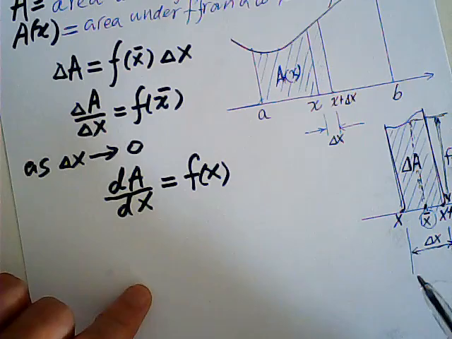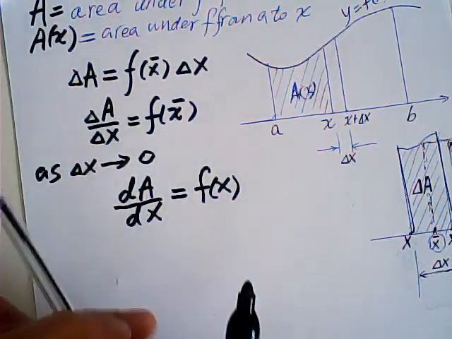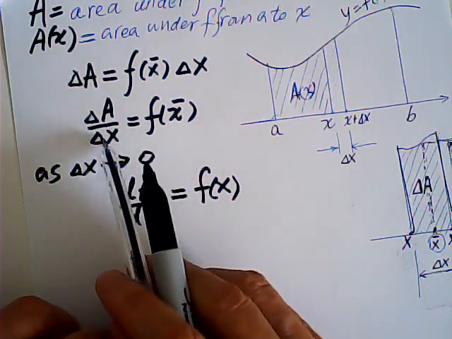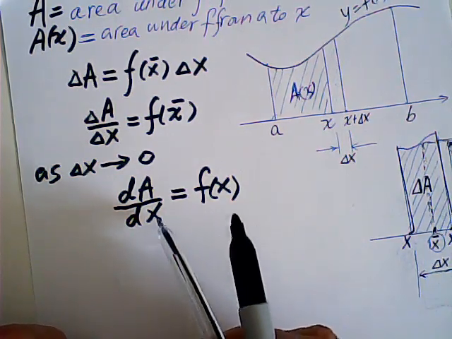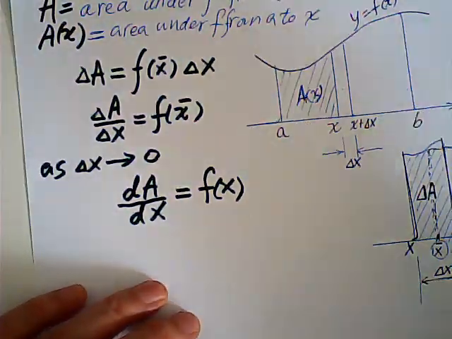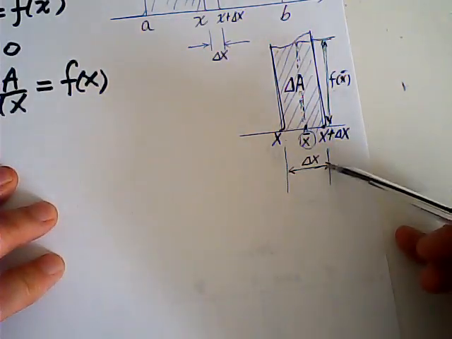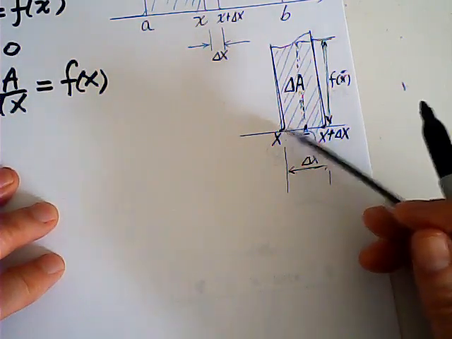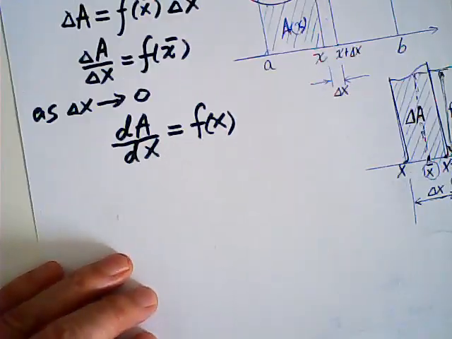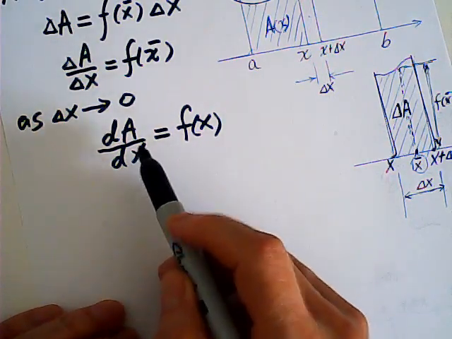I don't mind repeating again. As delta x goes to 0, delta A over delta x is the derivative of A with respect to x. That's the definition of a derivative, right? But at the same time, when this goes to 0, x bar becomes x, right? This point must move to x. Now, how do we find A?